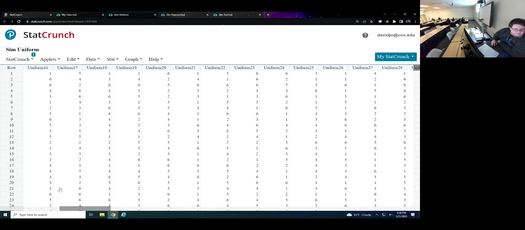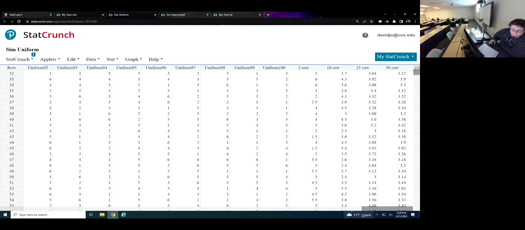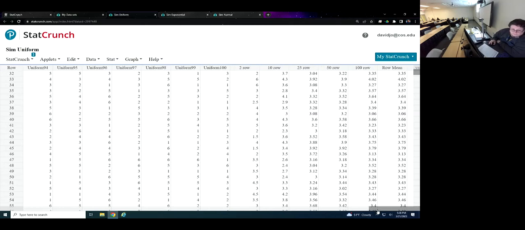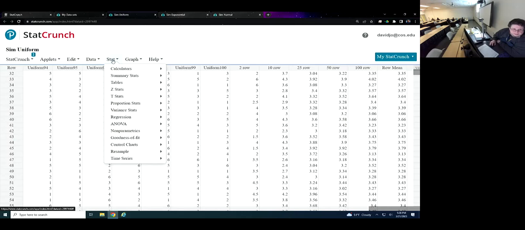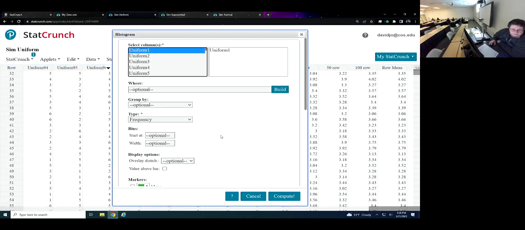So these are my uniform distributions. StatCrunch has a way of simulating it. Each column is 1,000 rolls of a 6-sided die, and it was done 100 times. In the groups over here, let's look at the histogram of a few of them, just so you can see what they each look like.